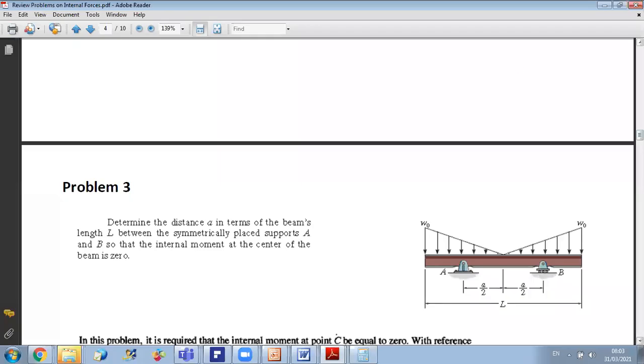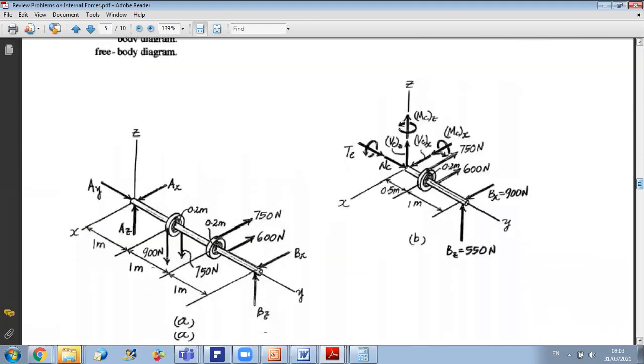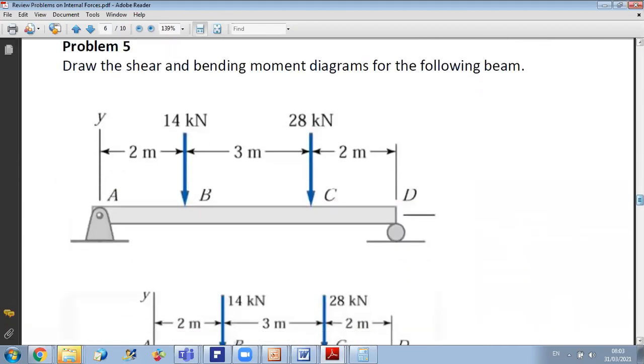We will continue doing problems on internal forces, and I will start to do some problems on shear and bending moments diagram. For the following beam, draw the shear and bending moment diagrams.